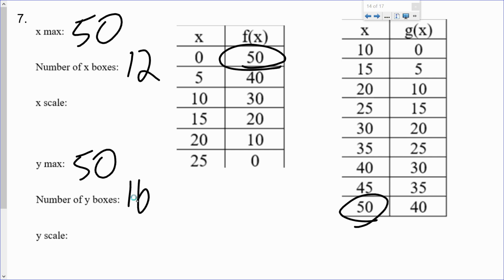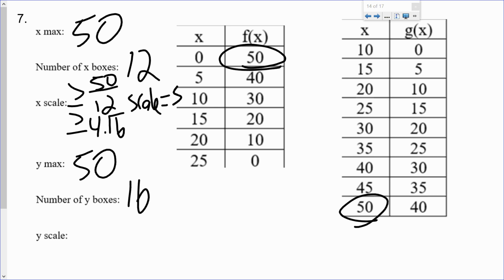For my x, again, it's going to be greater than or equal to the max divided by the number of boxes. I got 4.16 repeated. So what's greater than or equal to 4.16 repeated? Close to that value, but easy to work with. I think this one's a pretty obvious one. I think 5 is definitely the best choice.